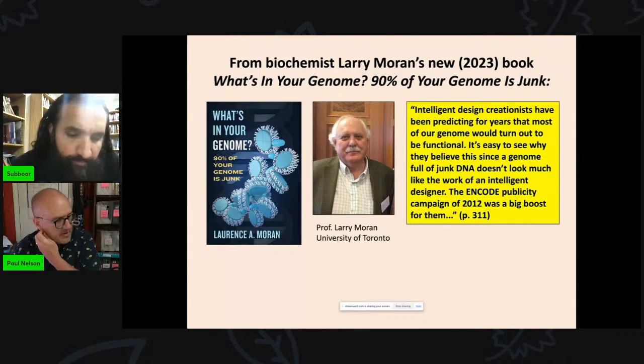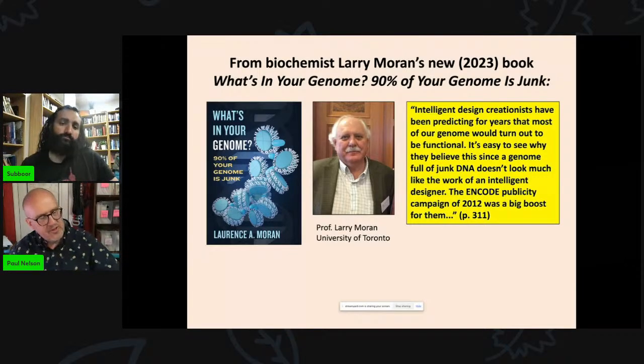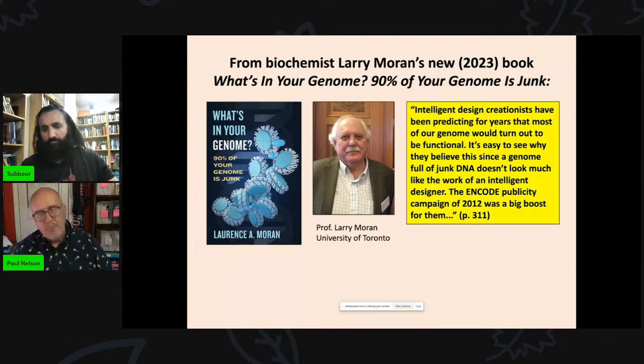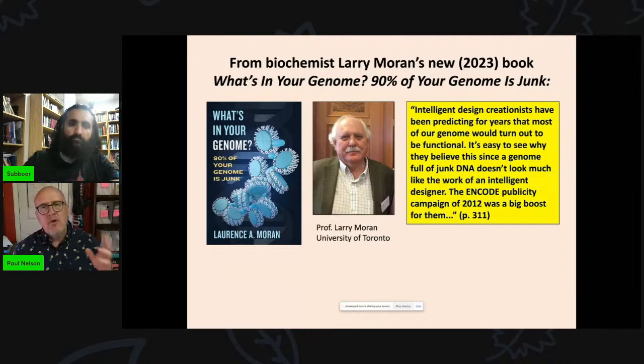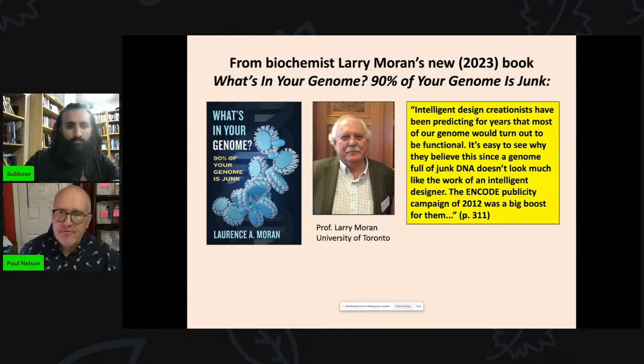Moran is particularly concerned about the human genome, as you can see from the subtitle of the book, Your Genome. But he would generalize the point to any organismal genome. And he says, intelligent design creationists have been predicting for years that most of our genome would turn out to be functional. Why? Because a genome full of junk doesn't look like the work of an intelligent designer.